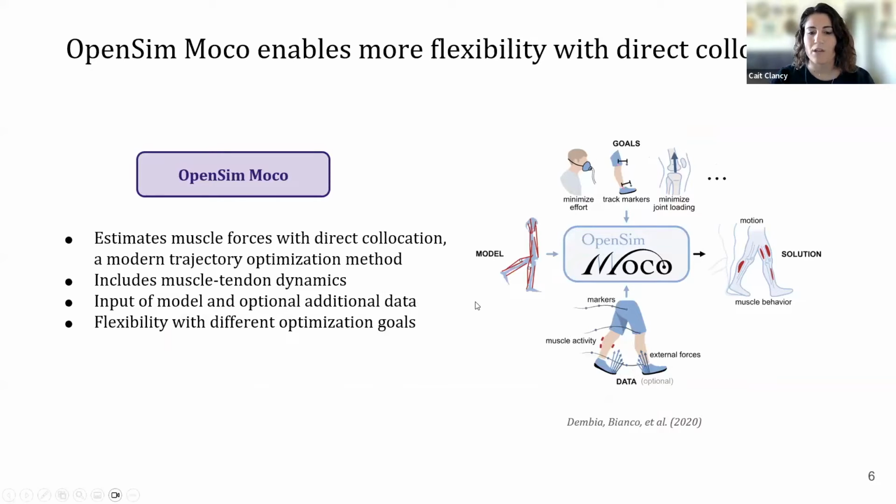So if we look to the figure on the right, we have an input of our OpenSim model, and then optional inputs of external forces, such as those ground reaction forces, muscle activity, such as measured electromyography or EMG data, as well as marker data. And then we also have the flexibility with different optimization goals, or a set of goals. So we could minimize those muscle excitations or activations, and we could also minimize joint loading, as shown here, in order to estimate our muscle forces to produce that motion.